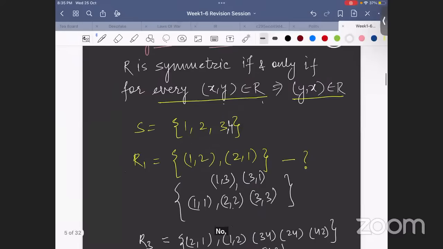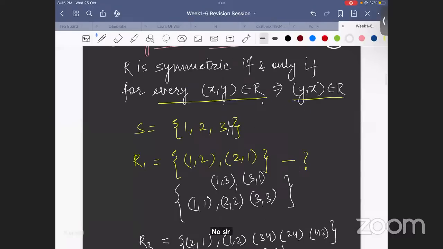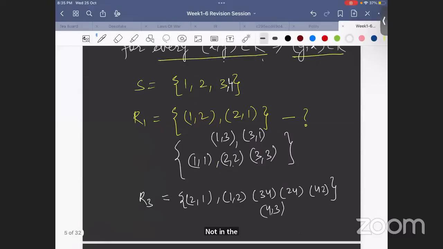Which one? R3. R3 is not reflexive. Sir, is it a relation? Yeah, it's a relation. Sir, how is it a relation? Because (3, 4), (2, 4), (4, 2)... The comma is missing, there. It is (3, 4), it's (2, 4). Okay, sir. Got it, sir.